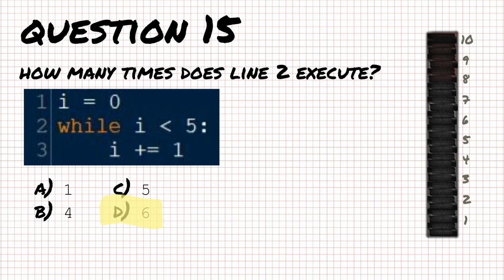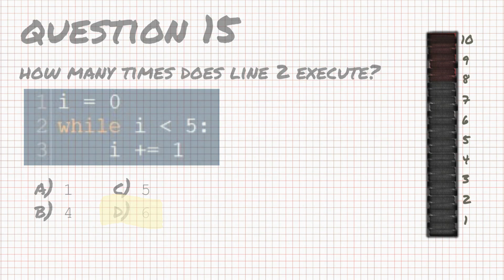The answer is D, 6 times. The loop header, where the condition i < 5 is tested, will be executed when i is 0, 1, 2, 3, 4, and 5. The last time, the condition will be false and will exit the loop.